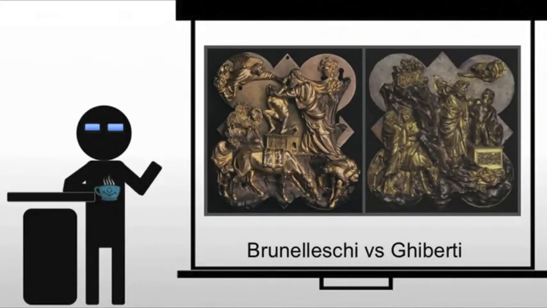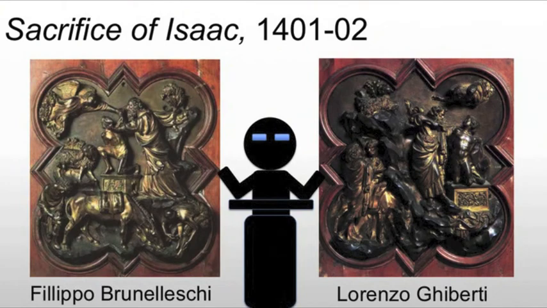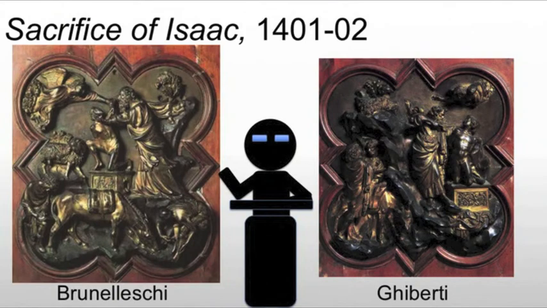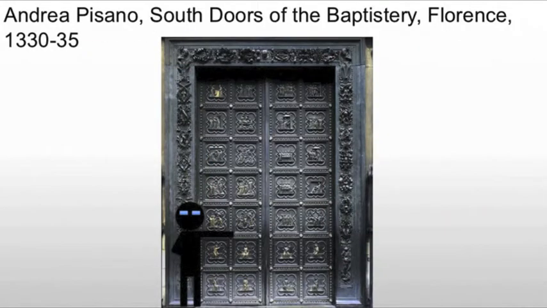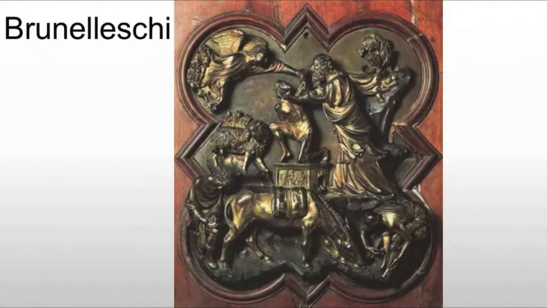Now, there are two people involved in this competition. We have Brunelleschi and Ghiberti. So, of the 7 finalists, we only have 2 panels that survive. One by Brunelleschi, the other by Ghiberti. Both depict the same moment, as the angel stops Abraham, and are designed within the same quatrefoil design used by Andrea Pisano in 1330 to 1335 on the south doors of the Baptistry. So let's start by looking at Brunelleschi's design.